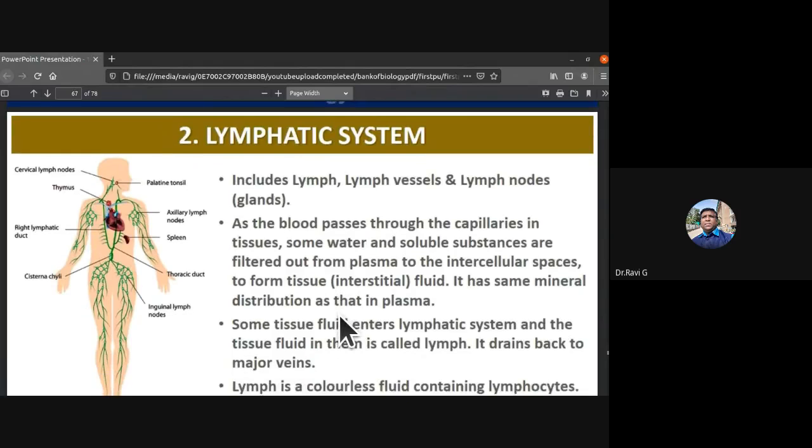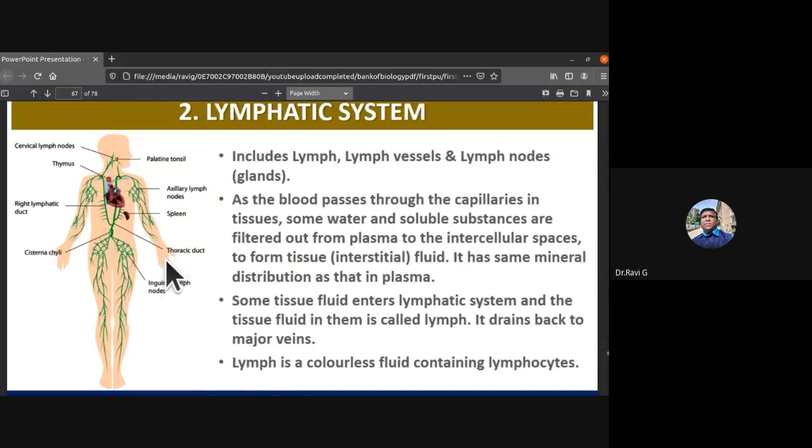The next that we will discuss is the lymphatic system. The lymphatic system includes lymph, lymph vessels, and lymph nodes. You can notice the lymph nodes at various lymph vessels in the lymphatic system.